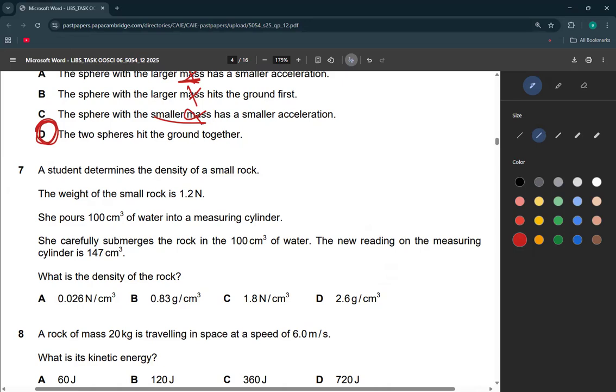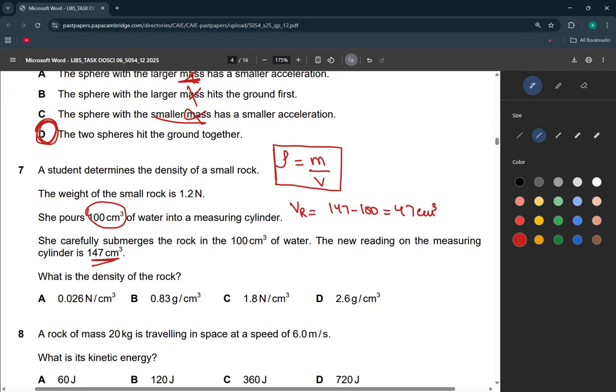All right. So density formula is mass and volume. The easiest to find is the volume. How? The volume of water originally is 100 centimeter cube, but when the rock is submerged, it increases to 147 centimeter cube. That means the volume of the rock is equal to 147 minus 100, which is equal to 47 centimeter cube.